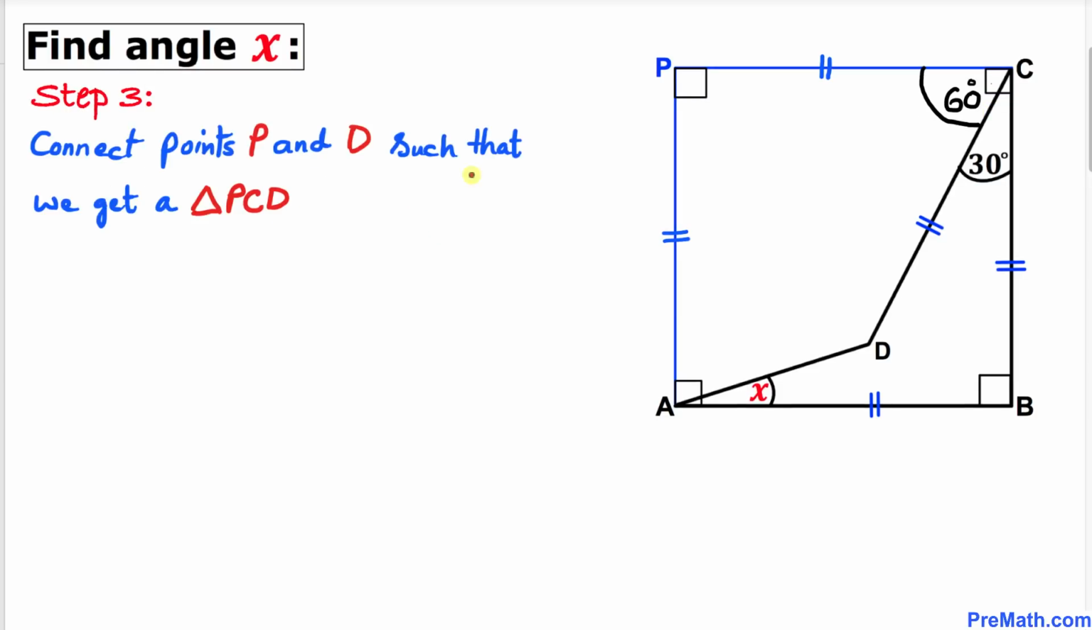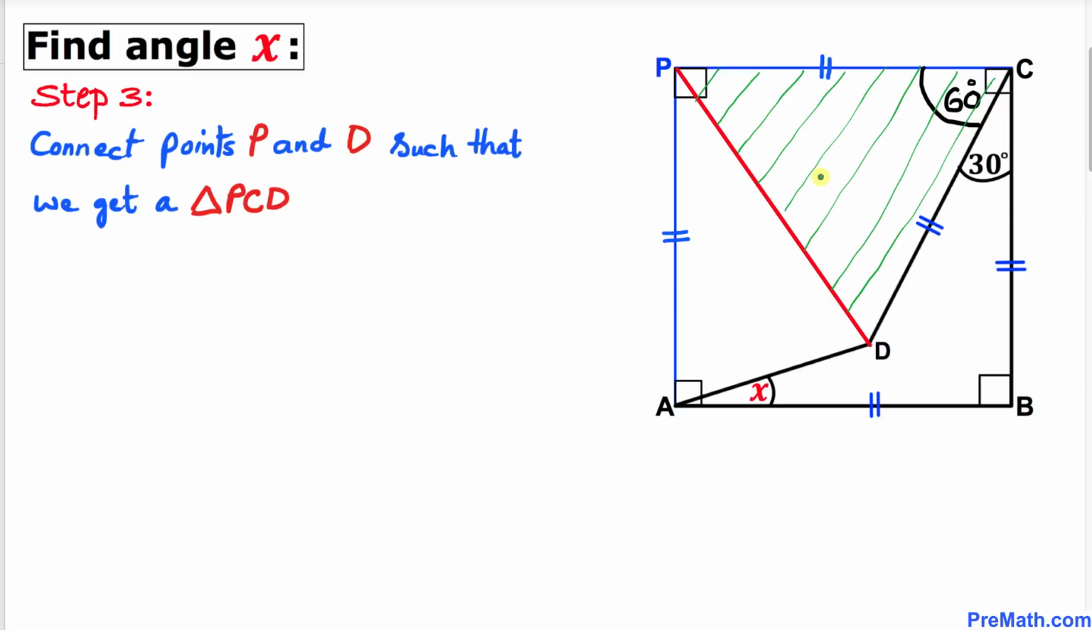And here's our next step. Let's go ahead and connect these points P and D. And here's our much nicer looking diagram. And as a result, we get this triangle PCD.